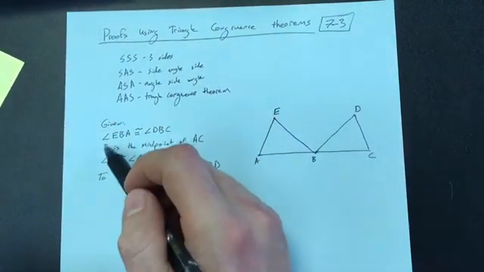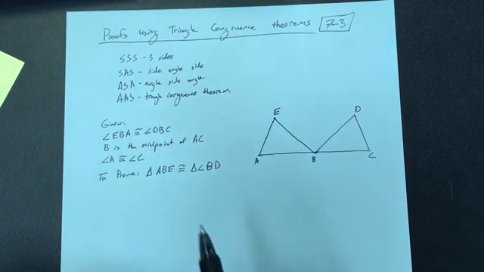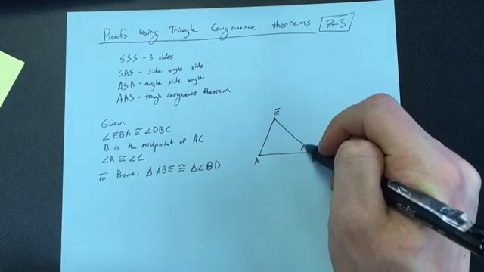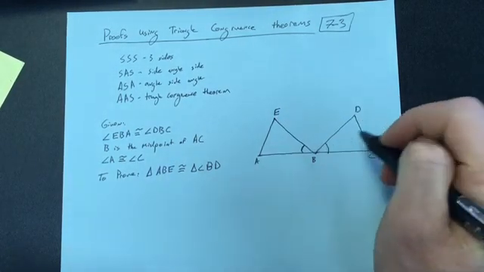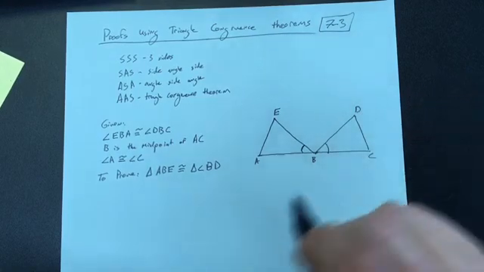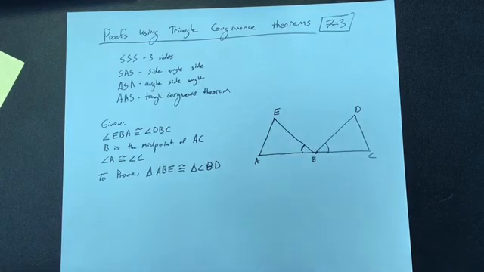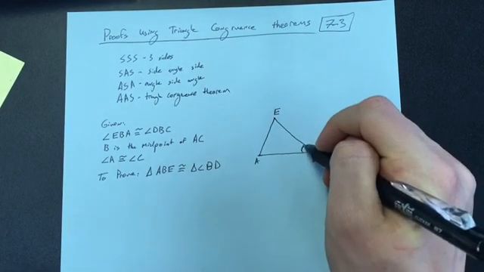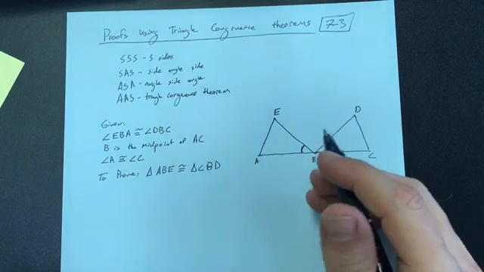So we have angle EBA is congruent to angle DBC. So let's mark that. This is angle EBA. This is congruent to angle DBC. So we're going to draw that little arc here, which tells us that those are congruent. We have B is the midpoint of line AC. From the definition of midpoint, this is a little bit of foreshadowing.